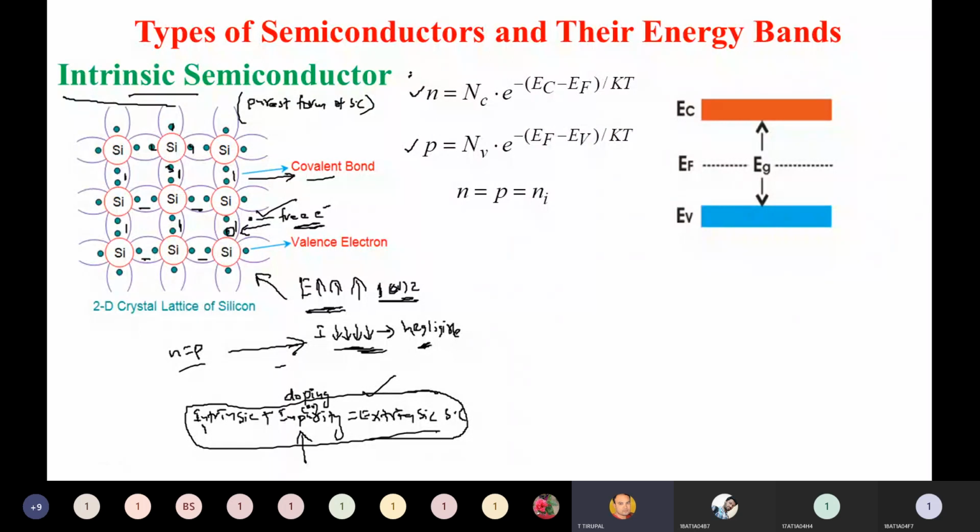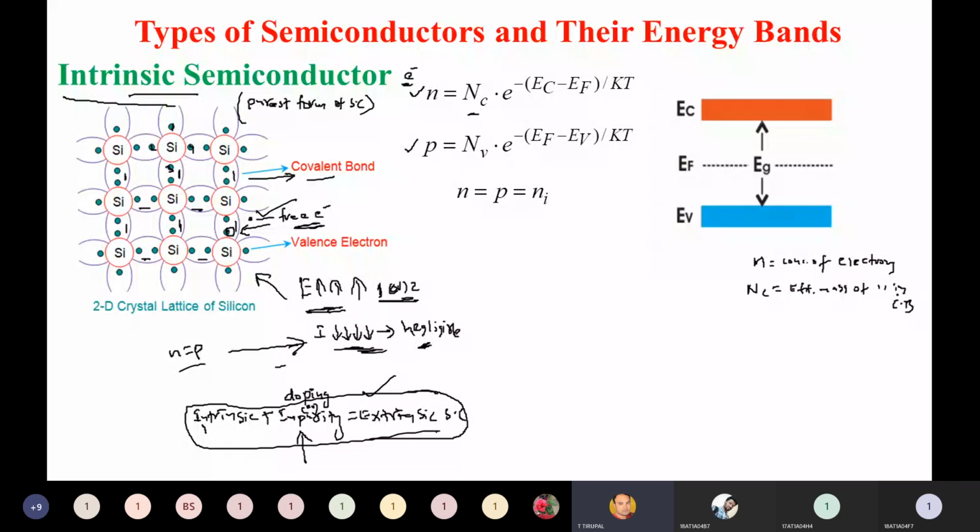The concentration of electrons, n, is equal to Nc, where n is called the concentration of electrons and Nc is called the effective density of states of electrons in the conduction band, because the suffix C here means conduction band.